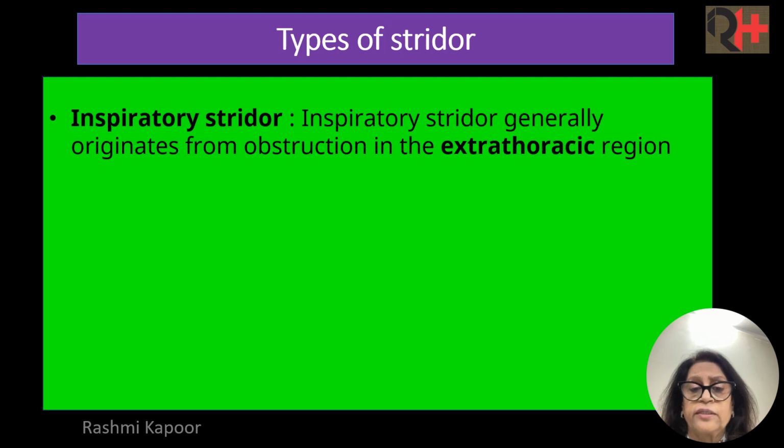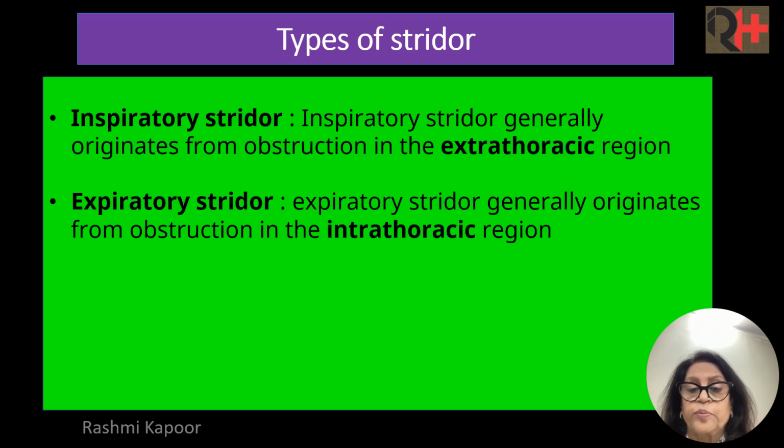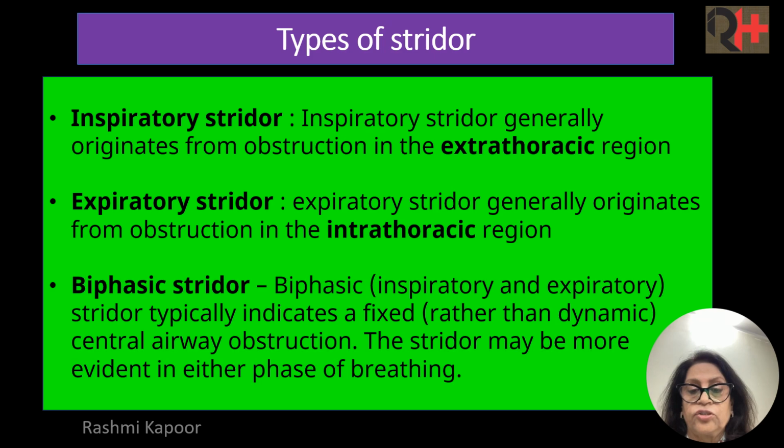Now, the types of stridor are inspiratory stridor, heard generally during inspiration, and they originate from obstruction in the extrathoracic region and mainly at the larynx. Expiratory stridor generally originates from obstruction in the intrathoracic region. Biphasic stridor, as the name explains, is present during inspiration and expiration. It typically indicates a fixed rather than a dynamic central airway obstruction. The stridor may be more evident in either phase of breathing, expiration or inspiration.